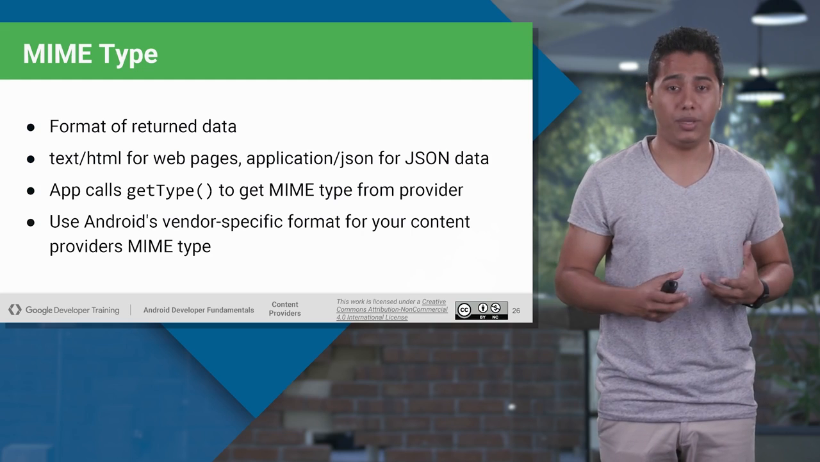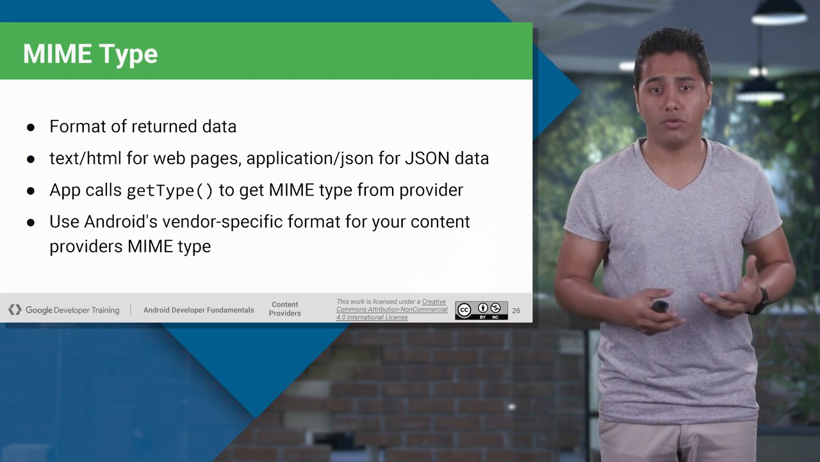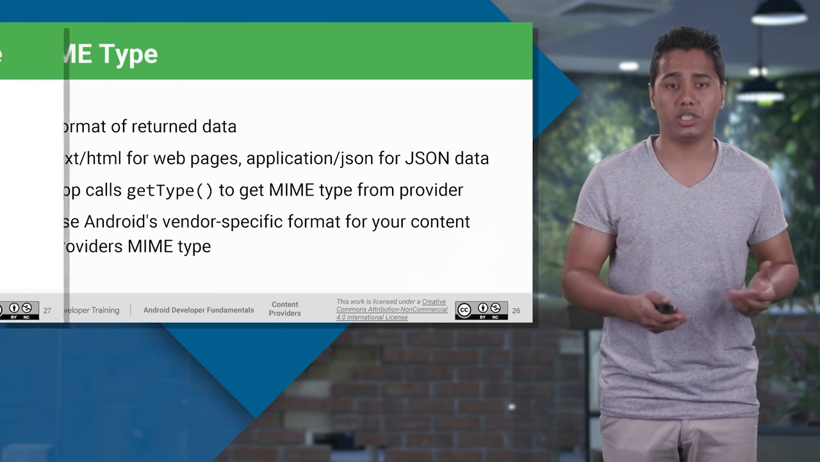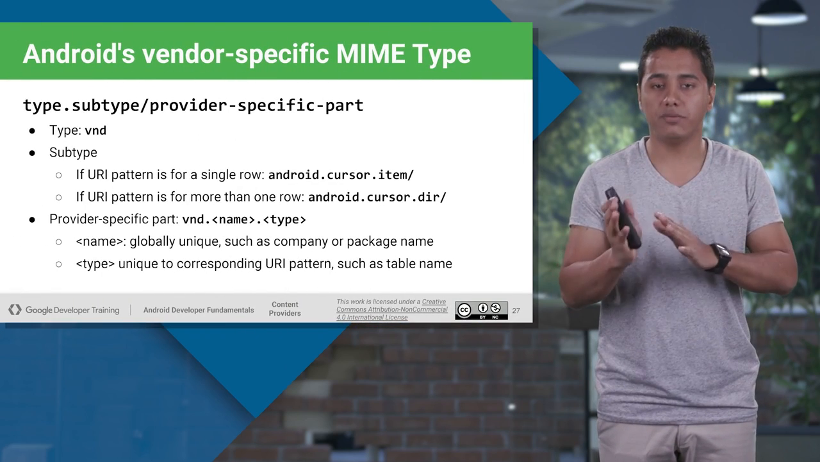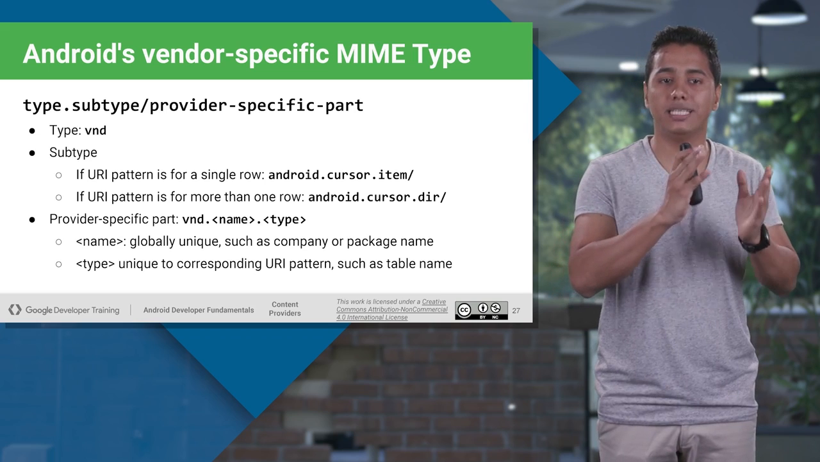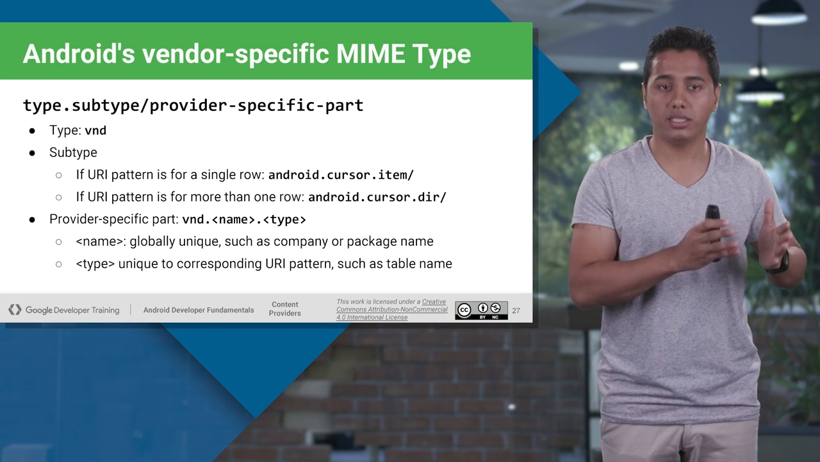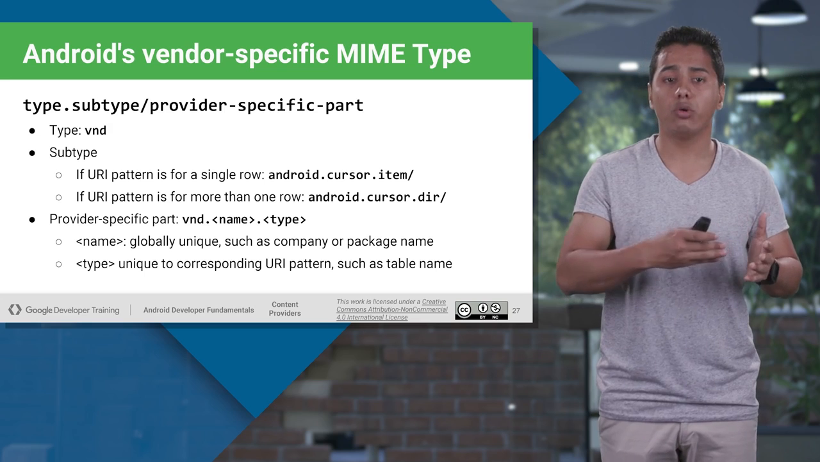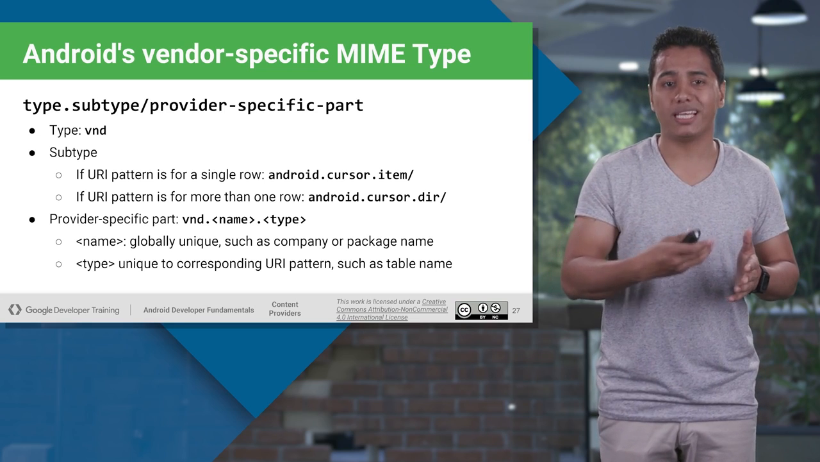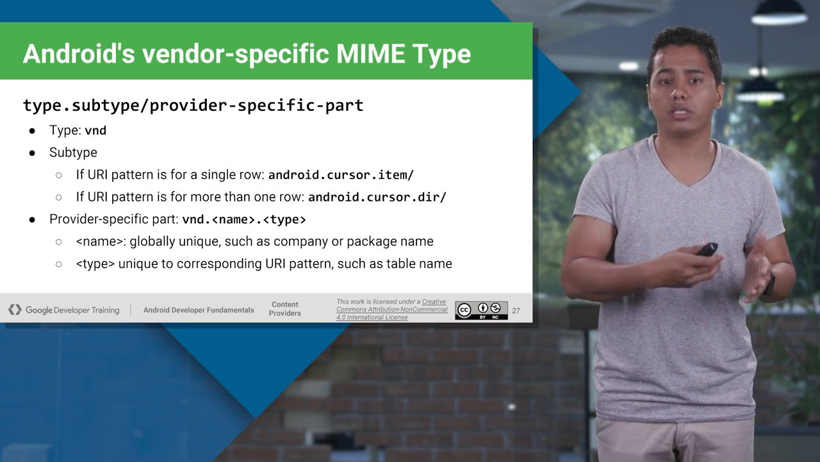It can be web pages, it can be application or JSON format also, or text or HTML too. If you have a vendor specific MIME type, you are going to provide this path. First, you are going to define the type, which will be vendor. Then you are going to define the subtype, if you are going to access a single row, or if you are going to access more than one row.